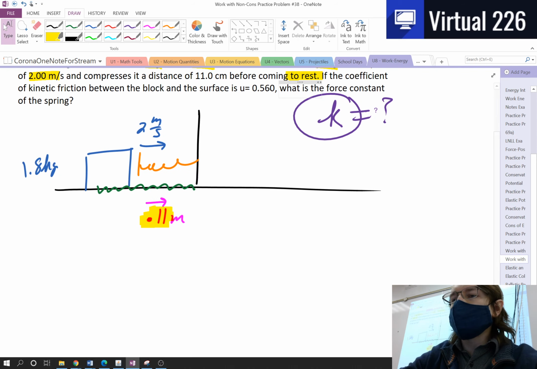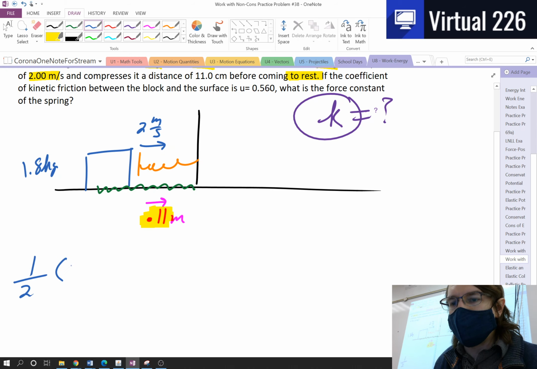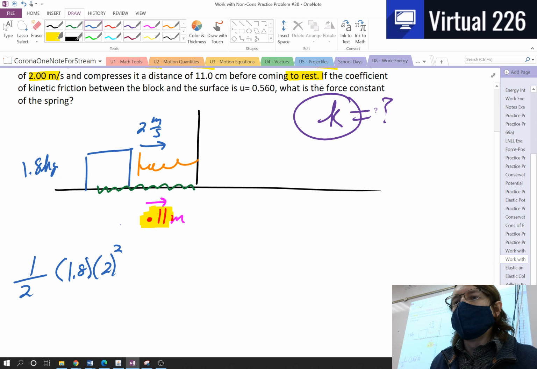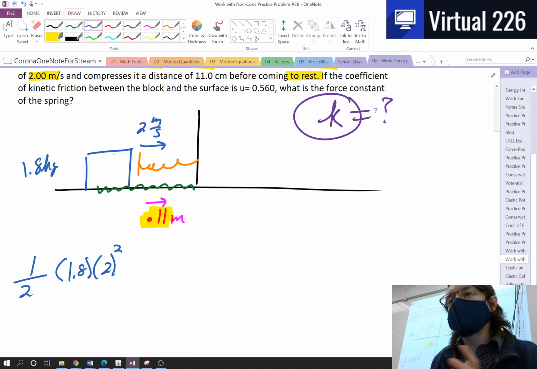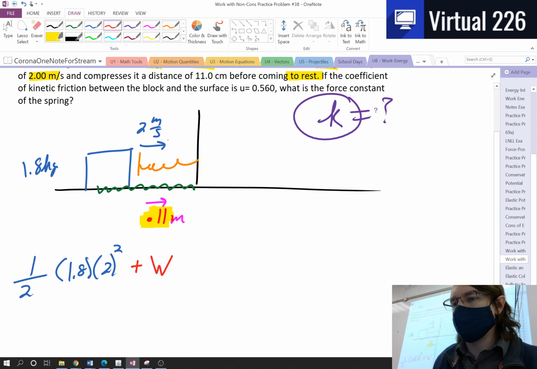So, working through this, setting this up, hopefully you've got something there. If you don't, repause this and go do it. We know initially, because this block is moving, it has some kinetic energy. We can say this is 1/2 mv squared, so 1/2 times 1.8 times 2 meters per second squared. There is no gravitational potential energy we care about because we're on a flat horizontal surface. And we haven't compressed the spring yet because it's not compressed and it's not stretched out. It's just at rest at an equilibrium position. There's no spring energy initially, but we know that some work is going to be done here due to the friction. So we'll just say plus W. We'll come back to that later.